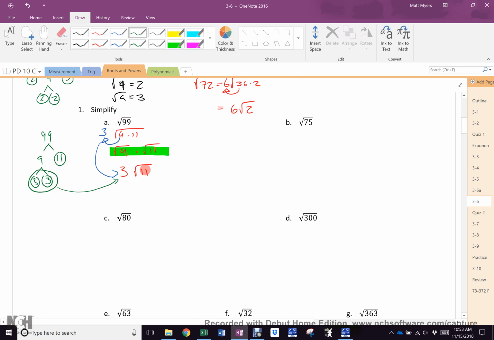Everybody good? So if you recognize a perfect square that lives inside your radicand early, then you can save yourself a lot of work. But if you don't recognize that radicand, then you just finish your tree.